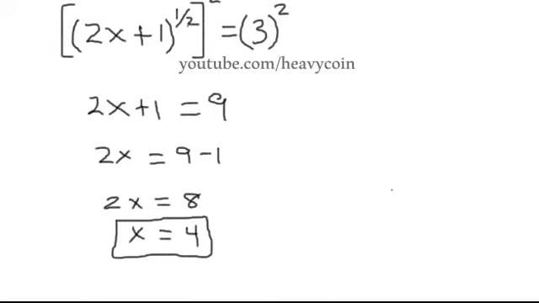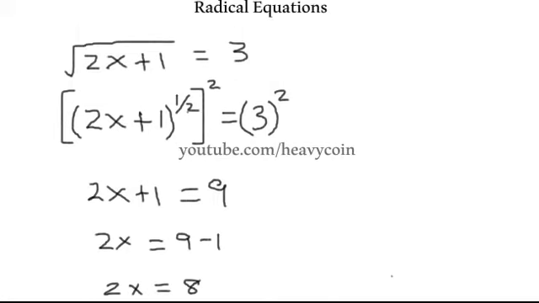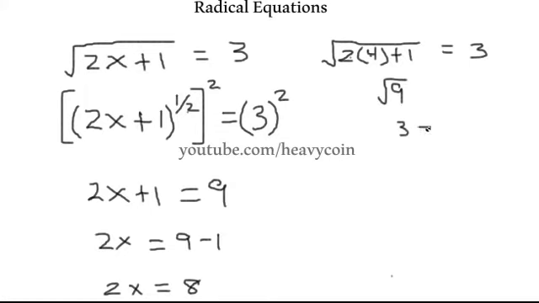Now what we're going to do is check that. If I plug 4 in right here, this would be 2 times 4 plus 1. Now remember, this is the square root, and it's equal to 3, so we have to hope this side is equal to 3. 2 times 4 is 8, and 8 plus 1 is 9. The square root of 9 is 3, and therefore 3 is equal to 3. So that's how you check that.